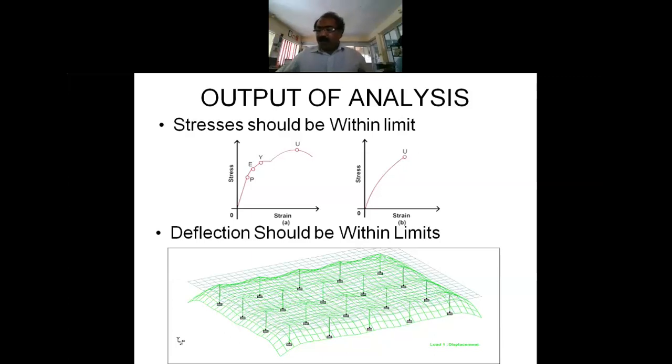You enter the car or bike, the handlebar is wobbling, the steering is wobbling. Will you drive the car, even if the car is good or the bike is good? No. Similarly, in a building, the deflection should be within limit, very minimum. There are code norms given: for this much span, this much deflection. You have to follow that.